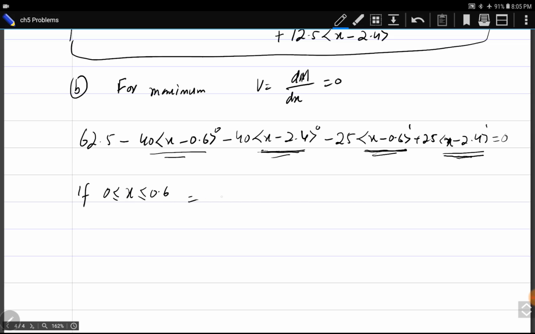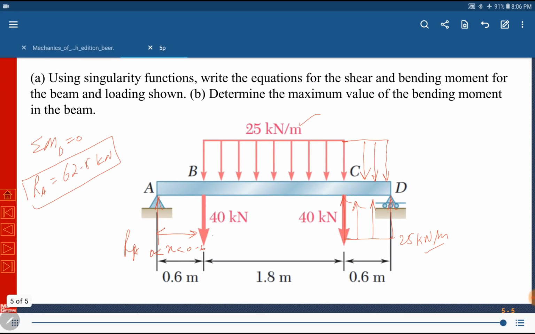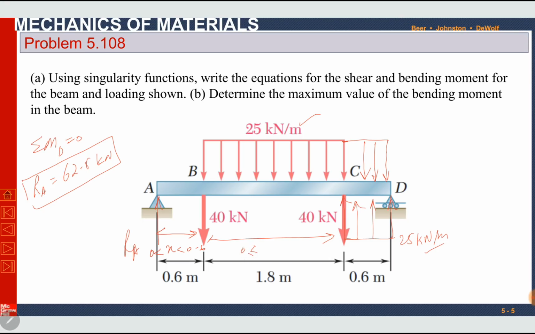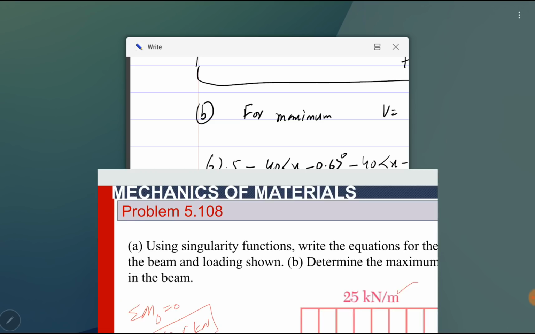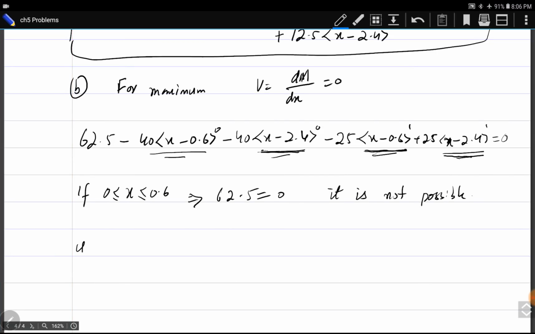So we get 62.5 equal to 0. This is not possible. So x is not between 0 and 0.6. What is the next range? Let us consider x between these 2 points, x between 0.6 and 1.8.